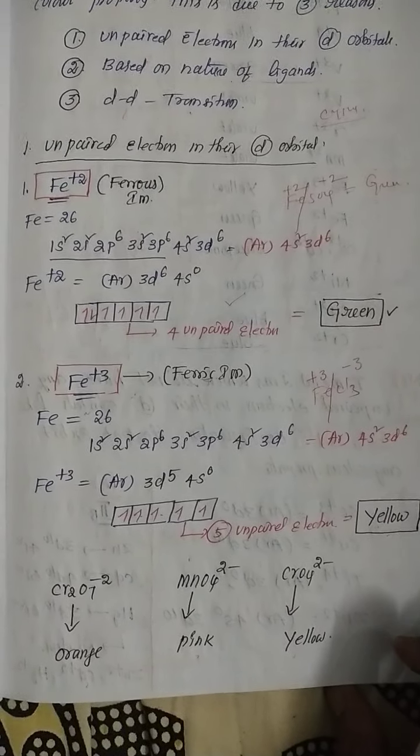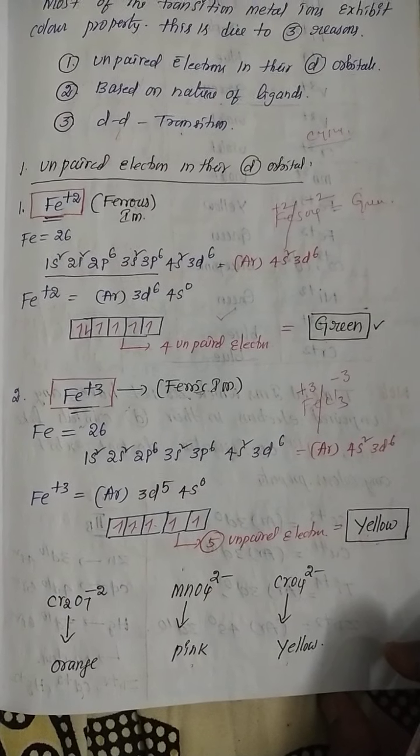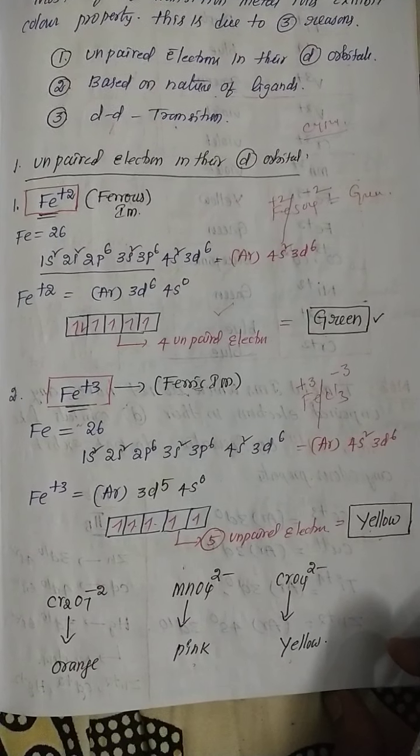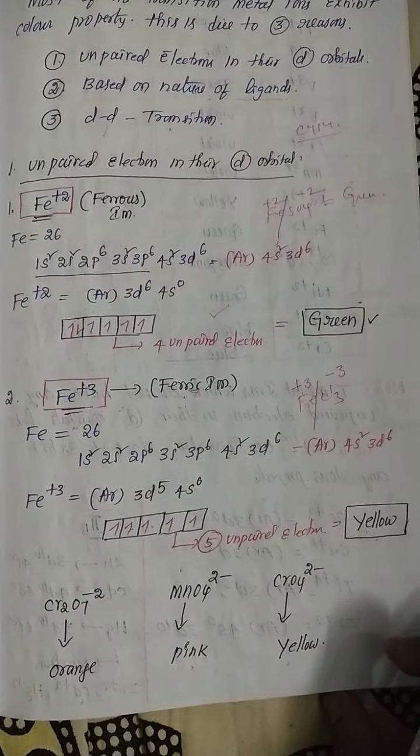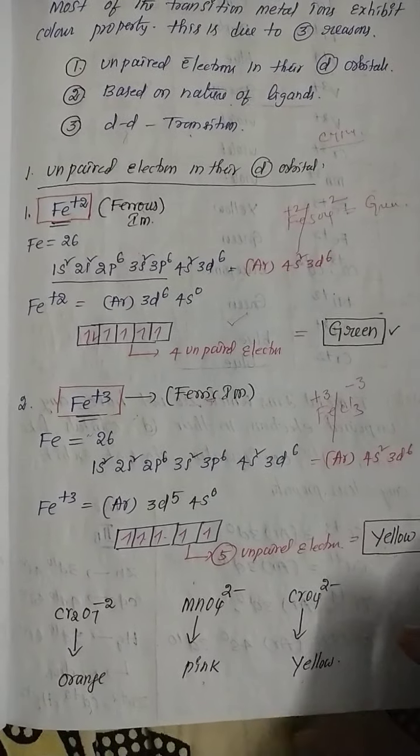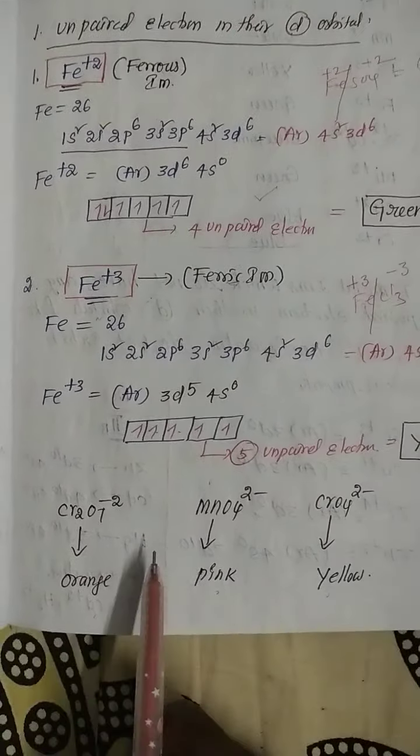So now the question is, if any compound has unpaired electrons in the d orbital, how do they decide the color, how do they form the color? Now we will explain. Some examples are there here.